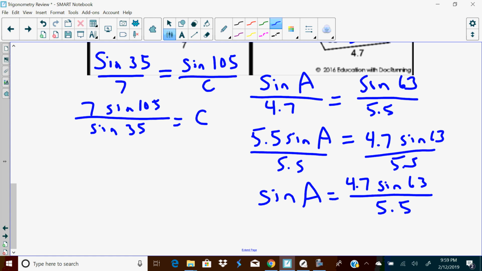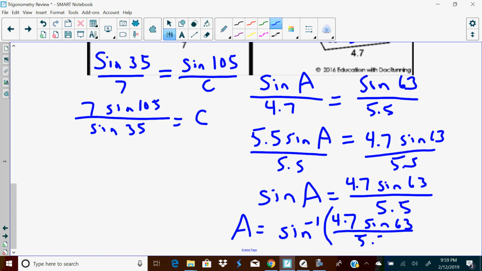So then I have to take the inverse of sine to figure out what the degree is. In my calculator, I'm going to plug in the inverse sine of 4.7 times the sine of 63 divided by 5.5. Now, I could have figured that out earlier in my calculator, or I could plug the whole thing in. It all depends on how you want to set it up.